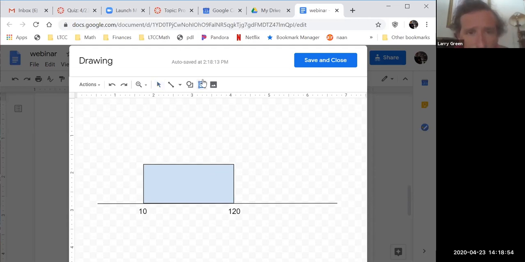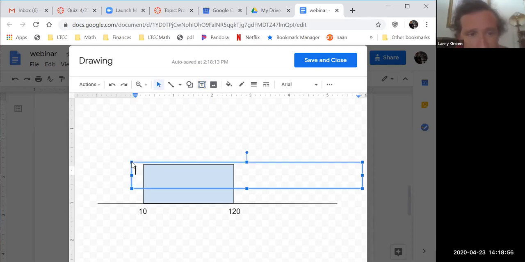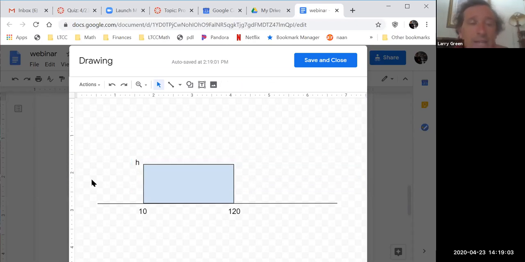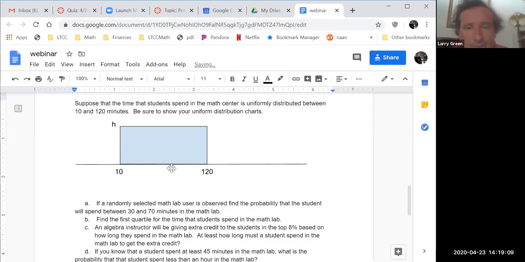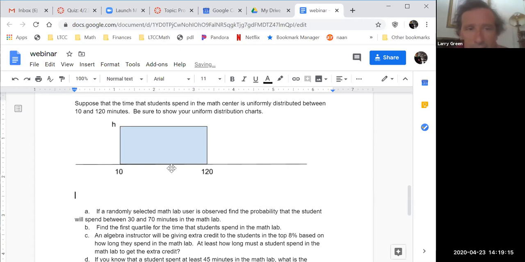I'm going to do one more thing. I'm going to label H for the height of the rectangle, which we don't know right away, but we'll be able to figure out. And I'm going to save this guy. Any questions on my picture so far? Okay, now it's time to find H. How do I find H? Any thoughts? How do I find the height of this rectangle?